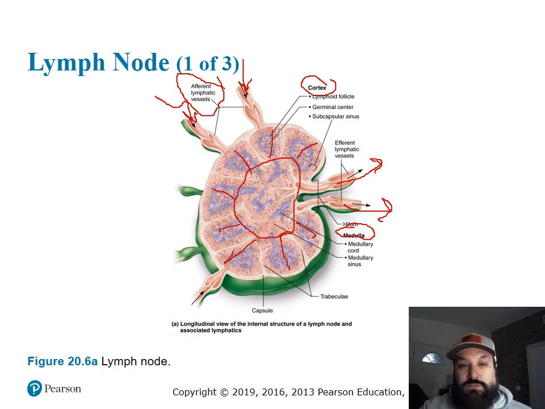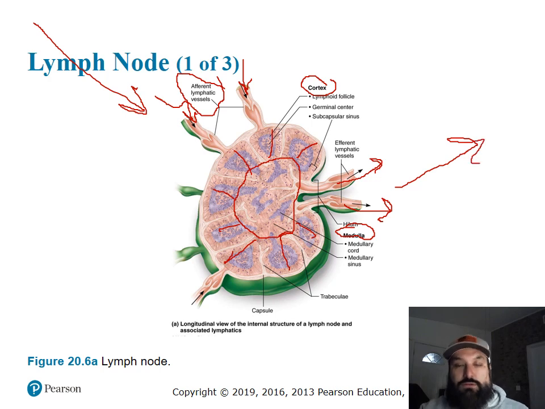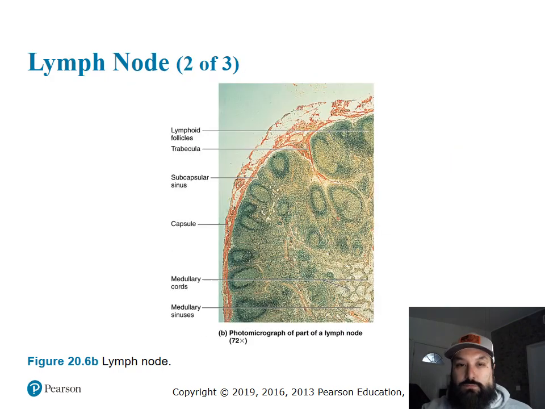So this is a one-way system. So we know that stuff comes in through the lymph node and then comes out through the lymph node. In and out, right? Afferent lymphatic vessels bring the fluid in. Efferent lymphatic vessels bring the fluid out, through the lymph node and out the lymph node. So interesting to note, afferent, efferent lymphatic vessels.